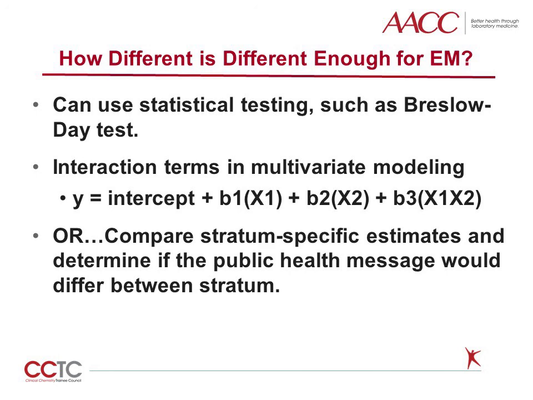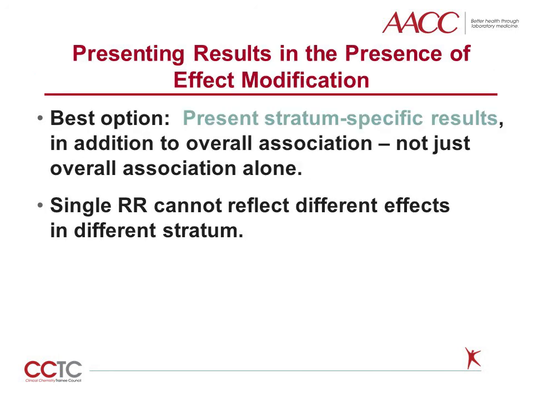But the other way you can do it is just think about it. Compare those stratum-specific estimates and say, would my public health or clinical message be different based on these numbers? Would I tell men something different than I would tell women with respect to the risk-benefit ratio of their using aspirin for the primary prevention of cardiovascular disease? And if so, then whether it's statistically significant or not, you really would like to communicate that, raise it for people to think about, and put into their thoughts as they think about recommendations or clinical decision making.